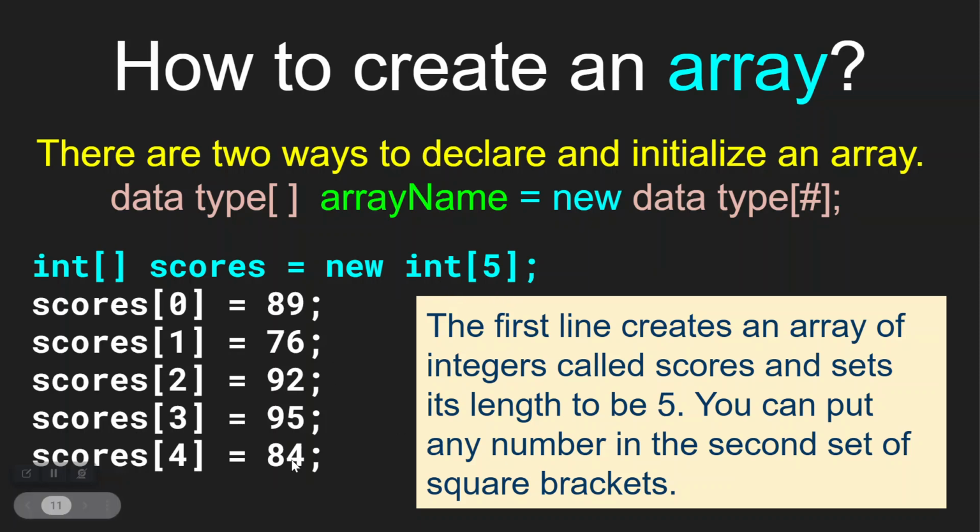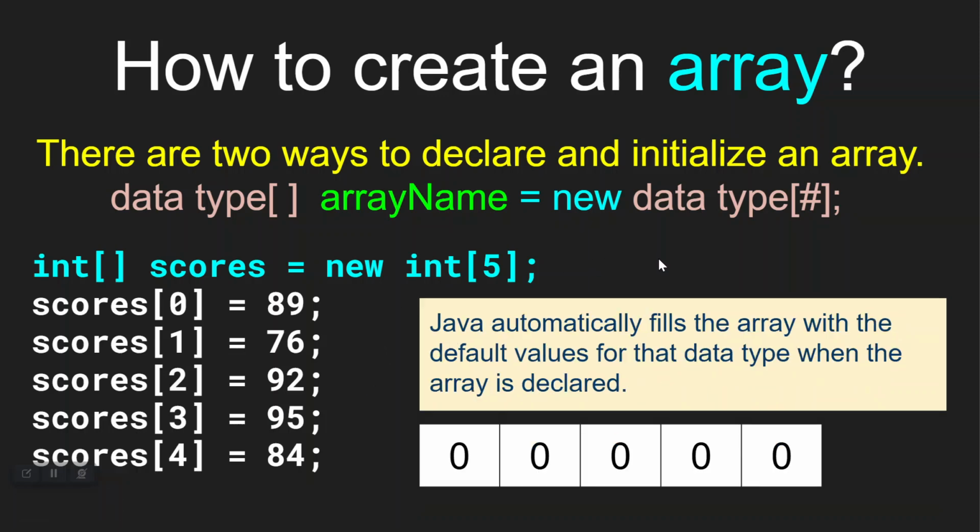And then again, you can put the actual values that you want to assign. You can do it this way. However, there's an easier way of doing it. Oops, I'm sorry. Before we get to that, again, when you create an array, before you assign the values to it, Java automatically fills the array with the default values for that data type when the array is declared.